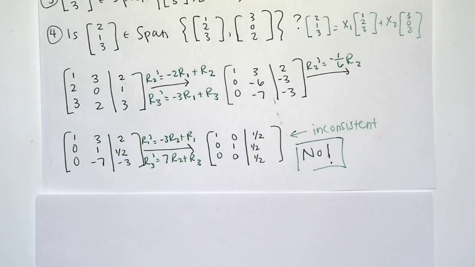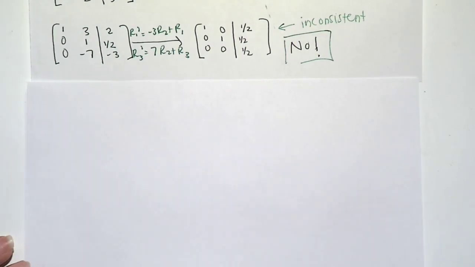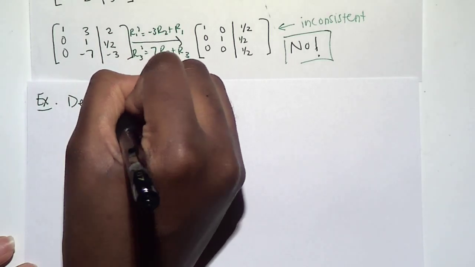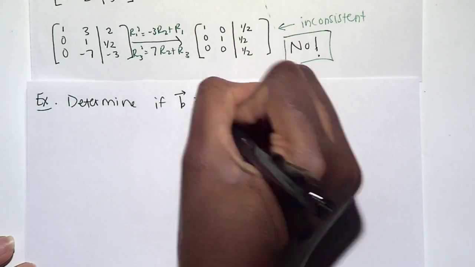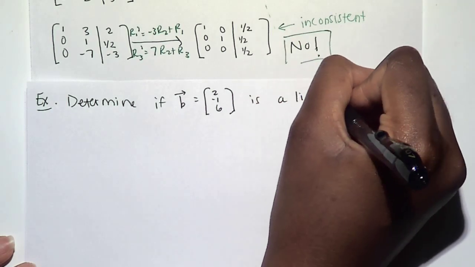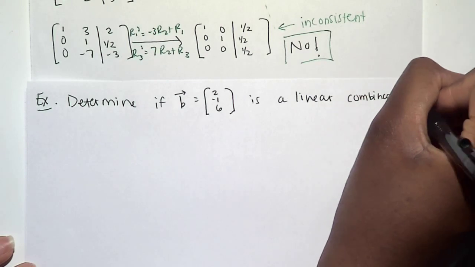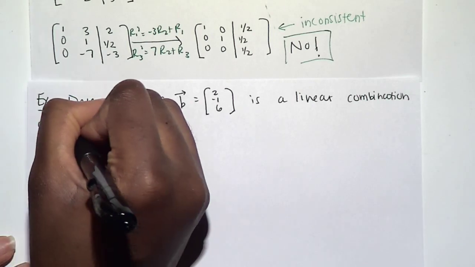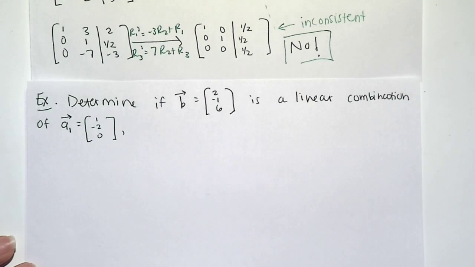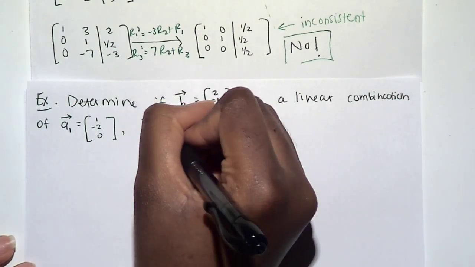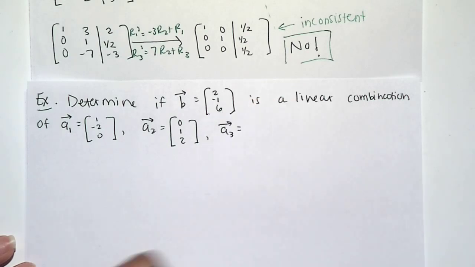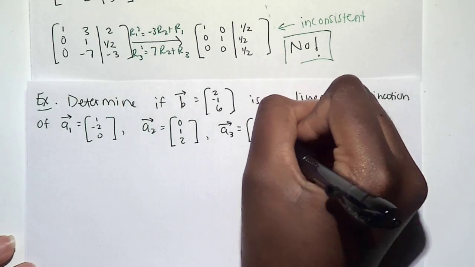Okay, let's look at another example. All right, so we want to determine if the vector b, which is in R3, (2, -1, 6), is a linear combination of A1, which is (1, -2, 0), A2, which is (0, 1, 2), and A3, which is (2, -1, 6).